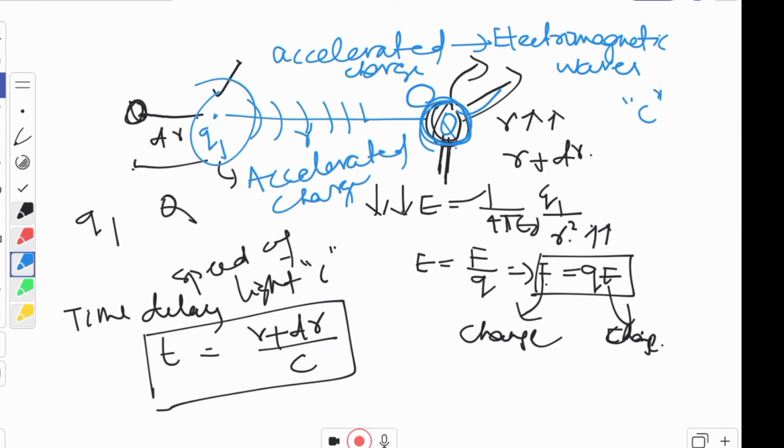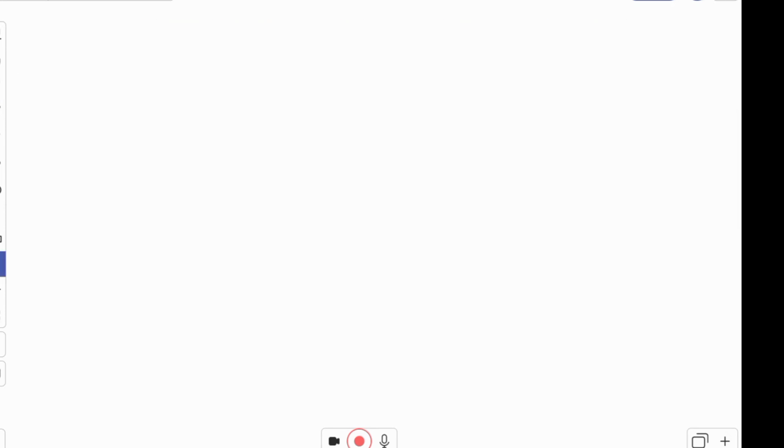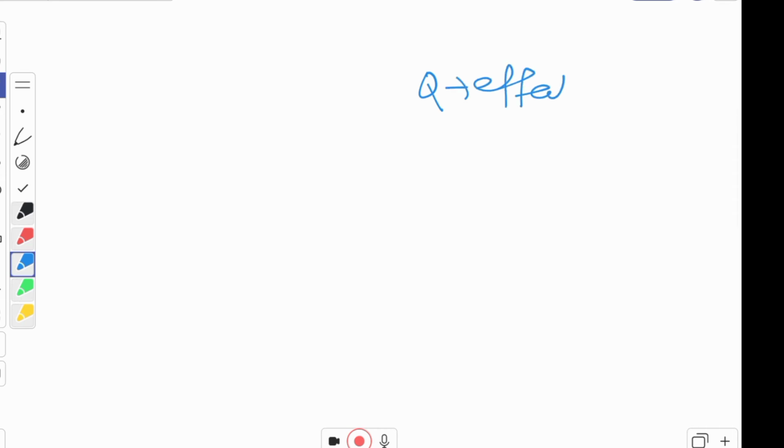Okay, so let me clear the board. So that means Q can now experience the effect, but with a time delay. The motion of the field elegantly accounts for the time delay. This beautiful line is there in NCERT.